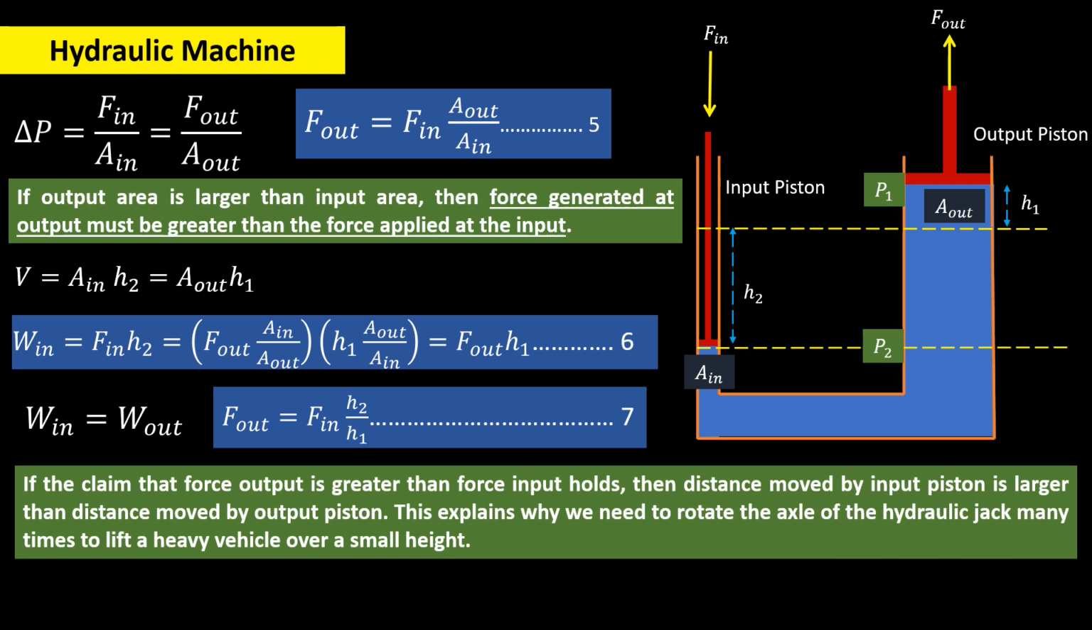So what we mean here essentially is that for force output to be greater than force input, the distance moved by the effort, or the force exerted at the input, H2, has to be larger than H1, which is the distance moved by the load, which is now maybe the vehicle. And again, the area at the output has to be larger than the area at the input.